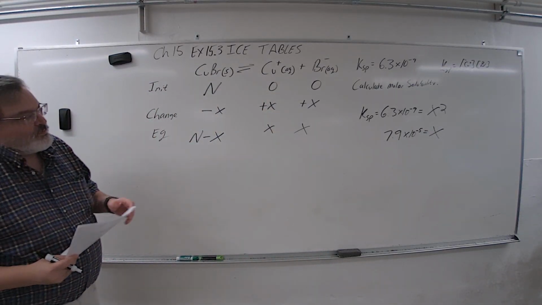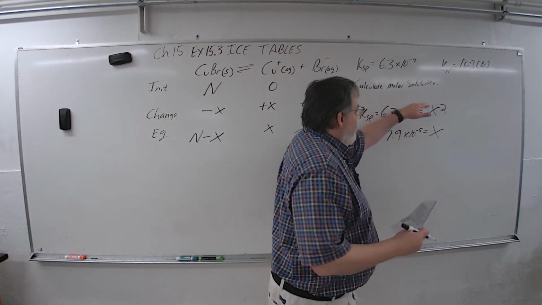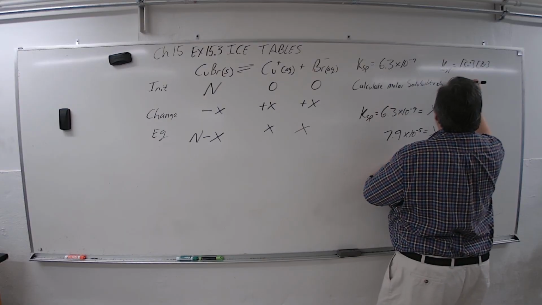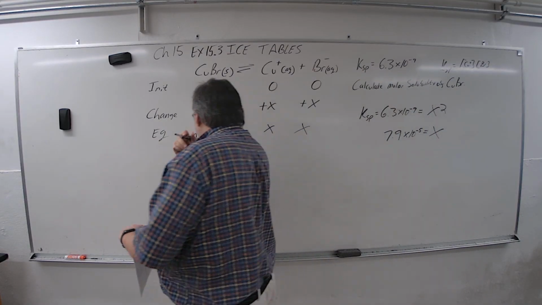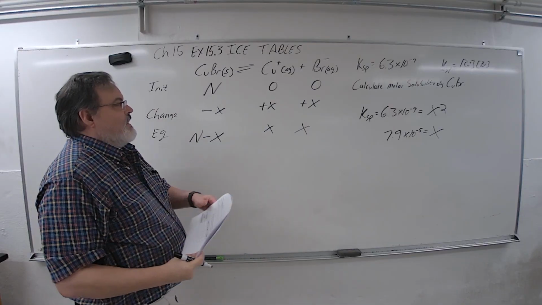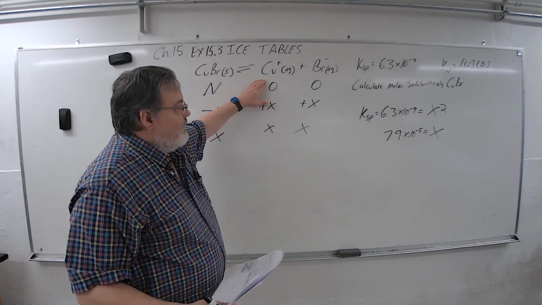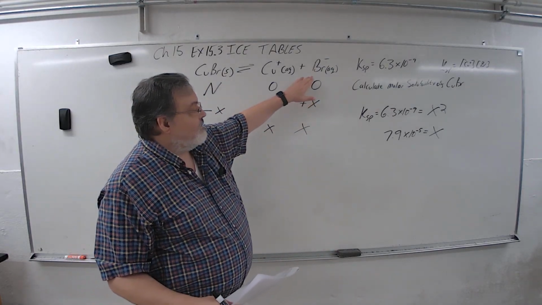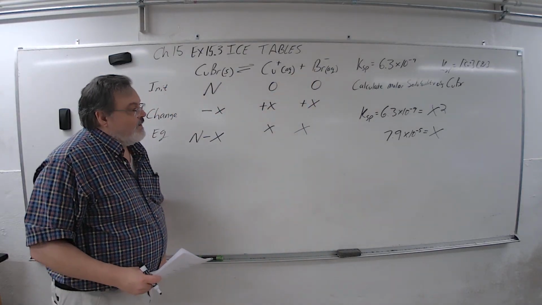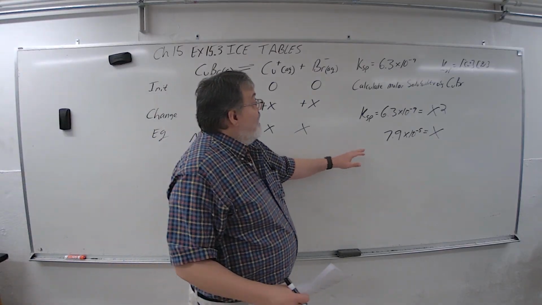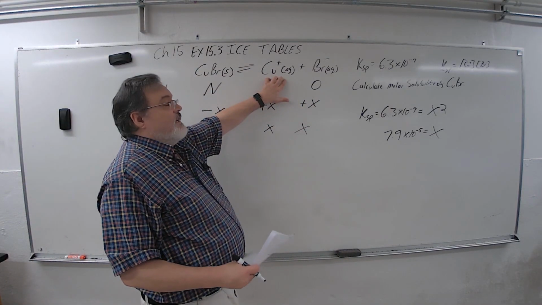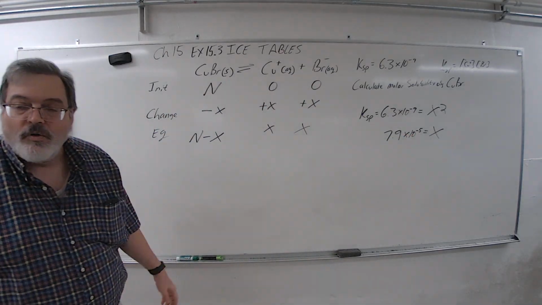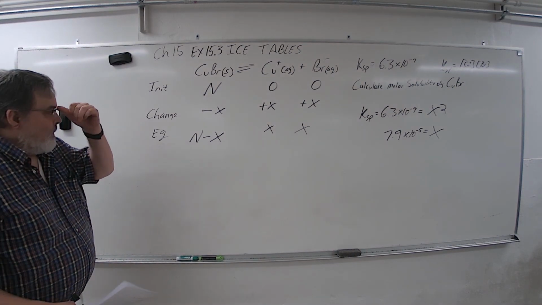So this was asking to calculate the molar solubility, I should say, of CuBr. But if it said find the equilibrium concentration of the copper ion, you could find it easily that way. And since these are the same, it's also the molar concentration of Br. So we're saying the molarity of this solution in copper ions is 7.9 times 10 to the negative 5 moles per liter.